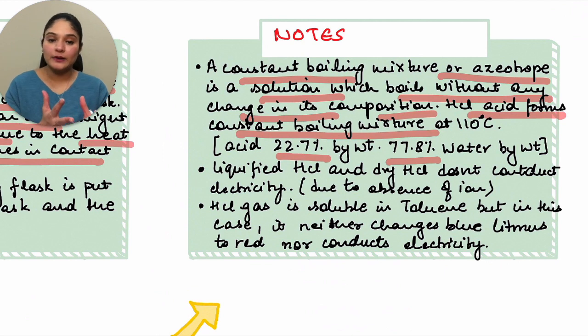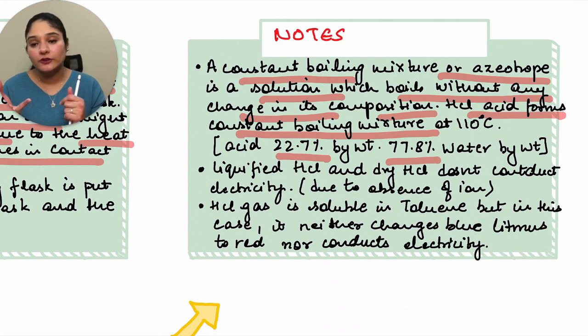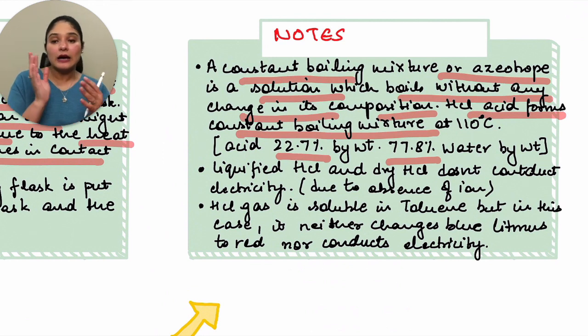Both of them have an absence of ions, therefore they do not conduct electricity, and they will not show any change on litmus paper either. If you mention moist litmus paper, then yes, it will show a change. But if the question asks about the change on a litmus paper, unless it is mentioned as moist, there won't be any change on it.